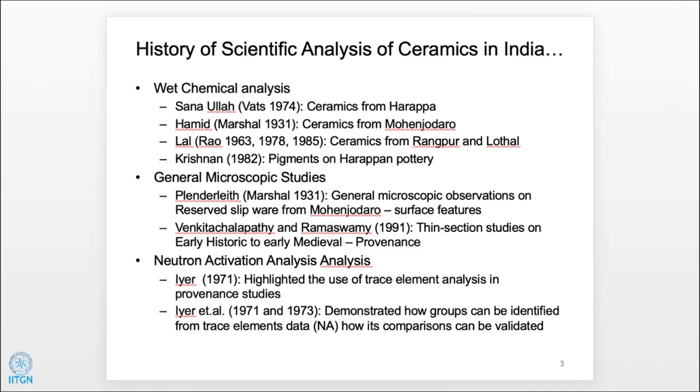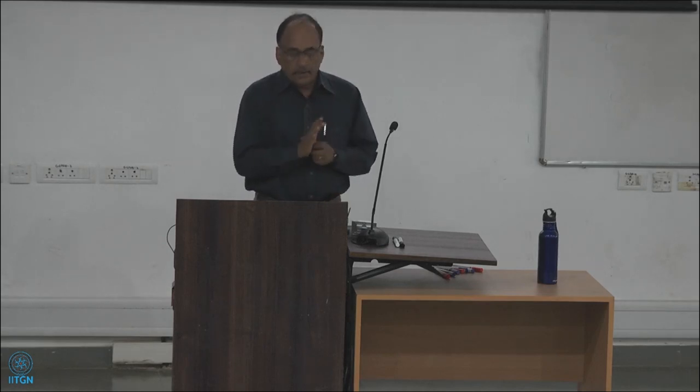Okay. So there have been several kinds of analysis taking place, wet chemical analysis. Now, if you go through their studies, they may not be giving any kind of concrete suggestions, but it does demonstrate the scope of this kind of analysis. That is one thing: these materials can be analyzed. Second thing, if you look at the chemical compositions, you see some kind of variations.